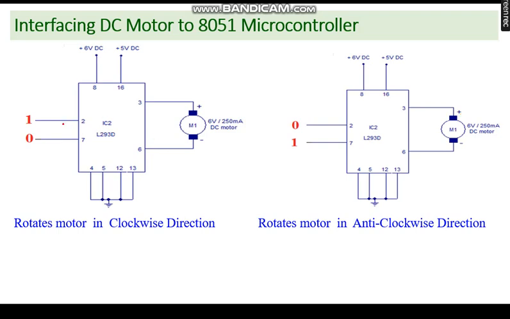If we give the signal 1 and 0 through this driver IC, it will rotate the motor in the clockwise direction. And if we reverse the supply, making it 0 and 1, it will rotate the motor in the anti-clockwise direction. As I told in the previous slide, by reversing the current to the driver IC, we can change the direction of the motor, either clockwise or anti-clockwise.